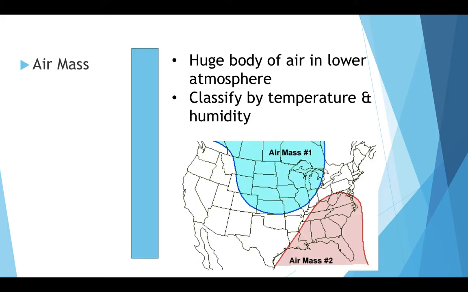So first, what is an air mass? An air mass is just a huge body of air in the lower atmosphere, and this is classified by temperature and by humidity. Humidity is how much water is in the air. If you think of a really humid day, you might feel kind of sticky, like there's a lot of water vapor in the air. You get really sweaty really quick. So when we're talking about humidity, it's just how much water vapor is in the air.